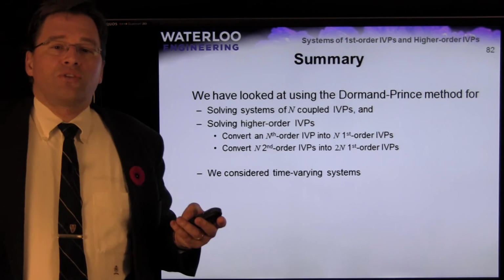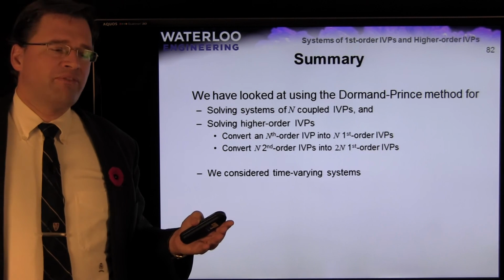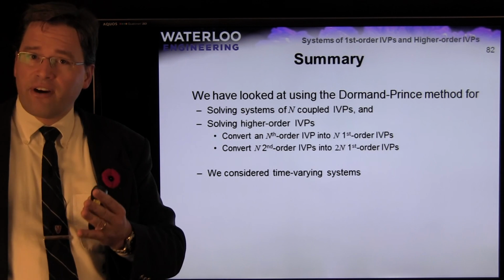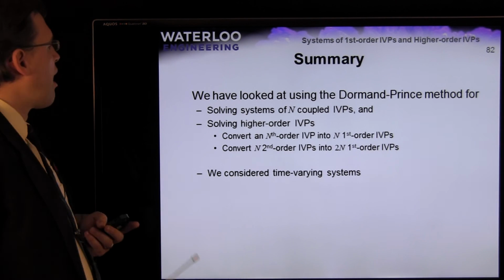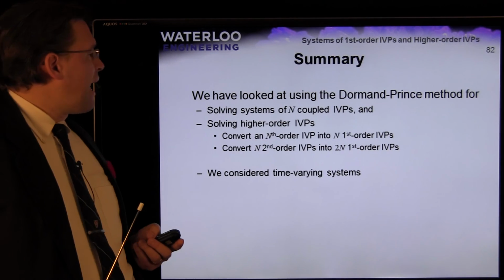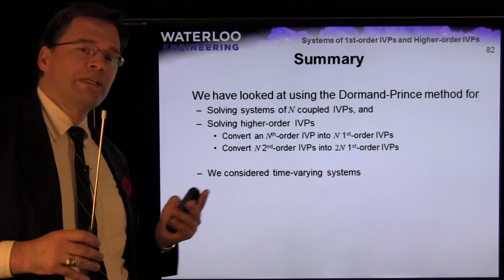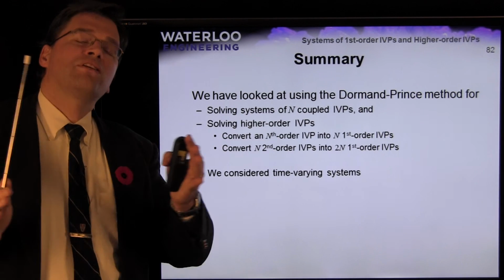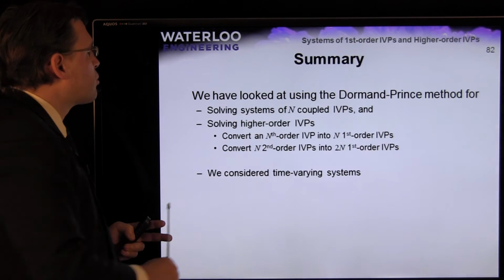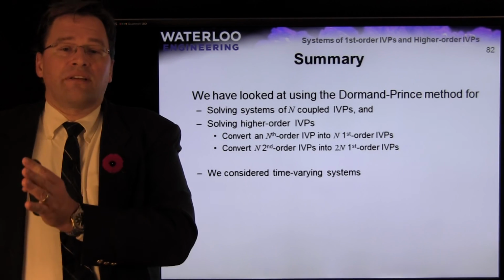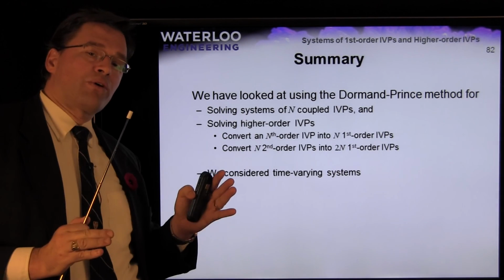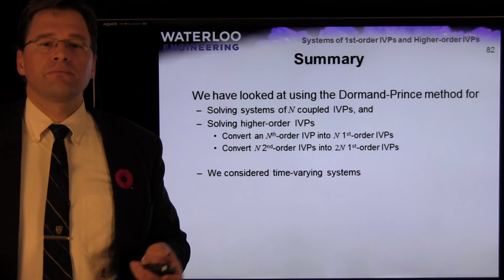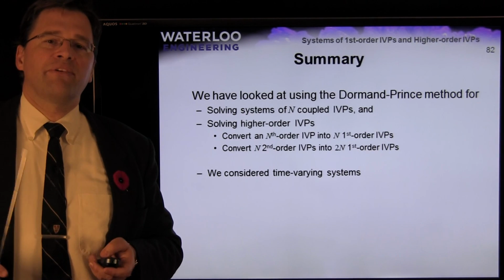So we've looked at using the Dormand Prince method, and in fact you could use any method. We've looked at how we can solve, or at least find an approximation to the solution of, n coupled initial value problems. And we've also seen how we can solve or approximate solutions to higher order initial value problems. We saw that we can convert an nth order initial value problem into n first order initial value problems. We also saw that we could convert a system of n second order initial value problems into a system of 2n first order initial value problems. We saw both time varying and non-time varying solutions.